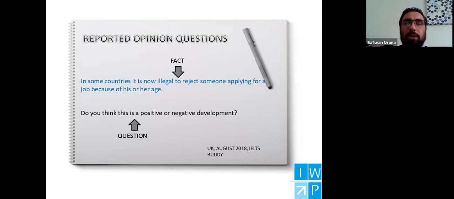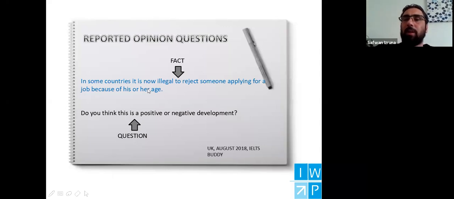Okay. In some countries, it's now illegal to reject someone applying for a job because of his or her age. Now, this statement here is given to us as a fact. Because the question says, do you think this is positive or negative? Okay, so is this a positive or negative development? This is what the question is asking us.